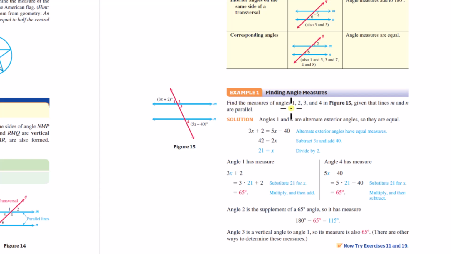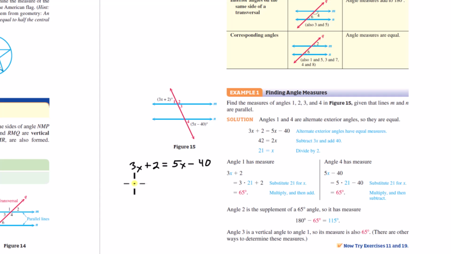Find the measures of angles 1, 2, 3, and 4 in figure 15, given that lines M and N are parallel. So M and N are parallel, and they're cut by this transversal line. So, okay, how are these two related? Well, these are alternate exterior angles, right? So we can set these equal. You've got 3x plus 2 is equal to 5x minus 40.